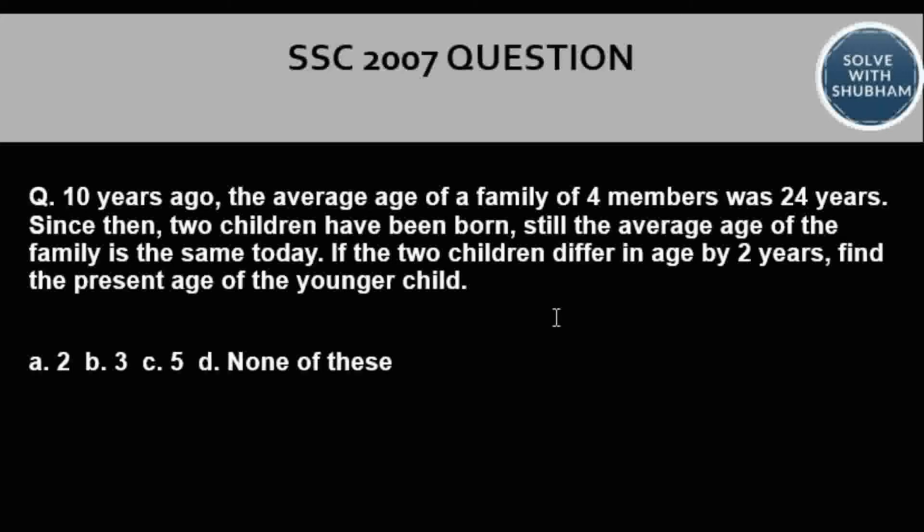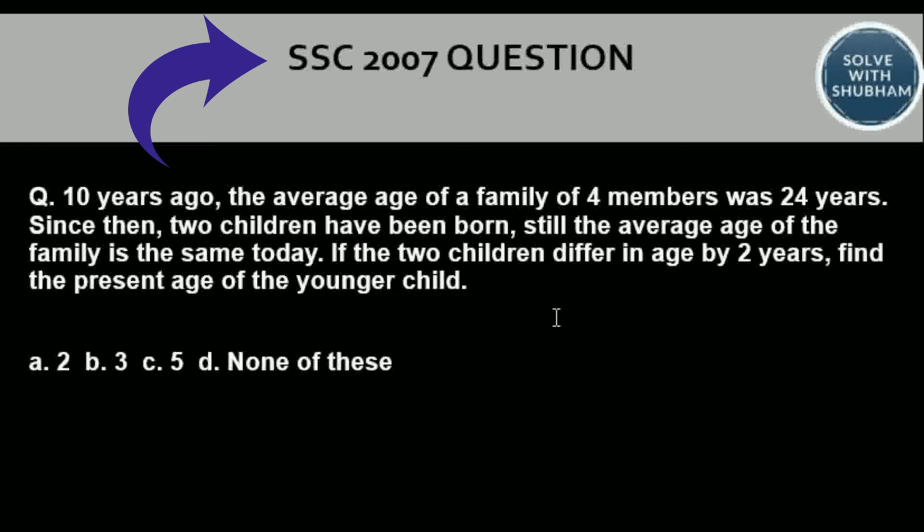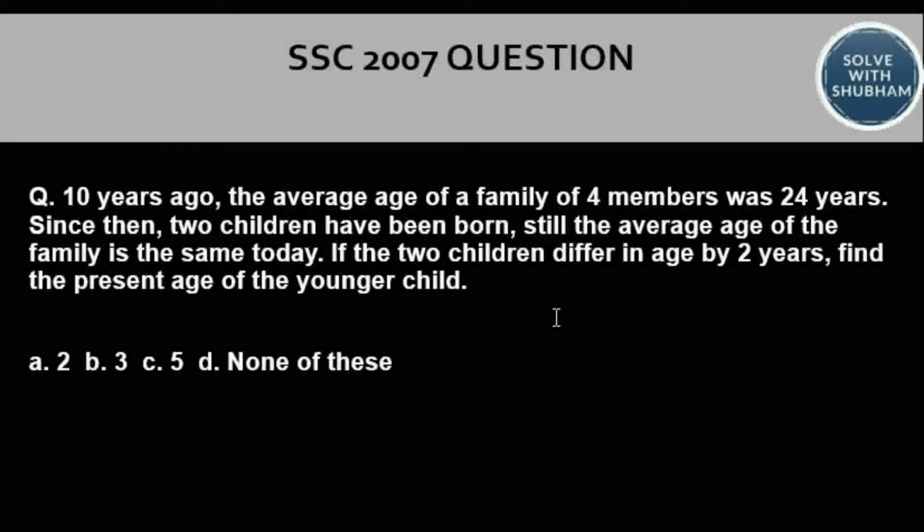The next question was asked in SSC 2007. It goes like, 10 years ago, the average age of a family of 4 members was 24 years. Since then, 2 children have been born. Still, the average age of the family is the same today. If the 2 children differ in age by 2 years, find the present age of the younger child. You have been given 4 options. Now, go through the given information carefully.